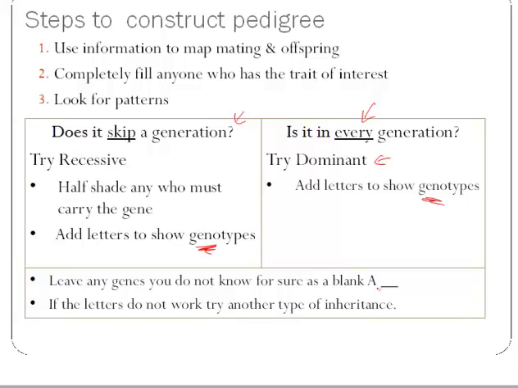So if you know that an individual has to have a capital letter, but you don't know if it's got a second capital or a little letter for that second one, just leave an underline for blank. And if the letters don't work out on your first guess, you just have to try again. It's kind of a trial and error type thing.